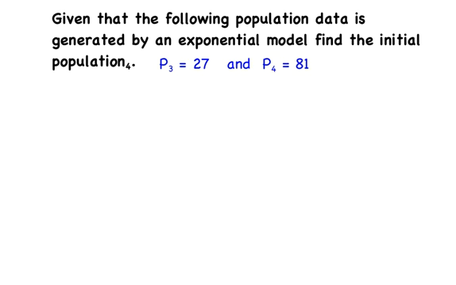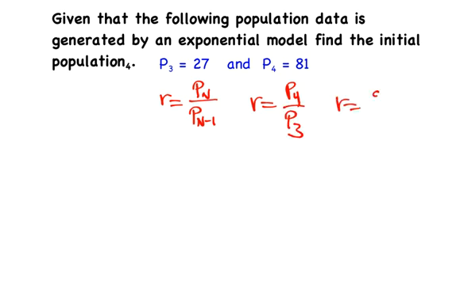What if we were not given the initial population? How do we solve for it? Well, we take the data that we have here, and we said first we have to get our R value, and once we have our R value, we can work backwards to P0. So since we know P3 and P4, we say, well, the R value is equal to the next term divided by the previous term. The next term is P4, the previous term is P3. So R is equal to P4 divided by P3. We can say that R is equal to 81 divided by 27. We get R is 3.